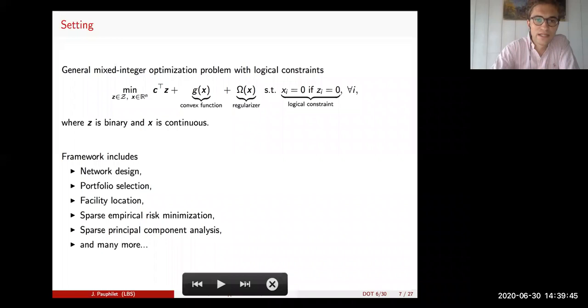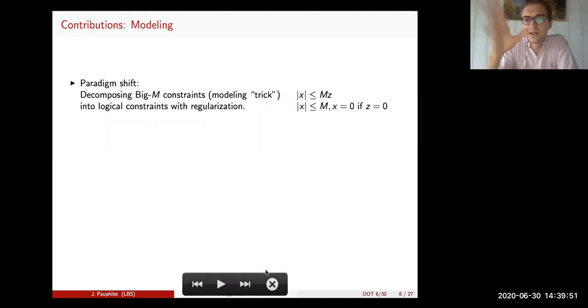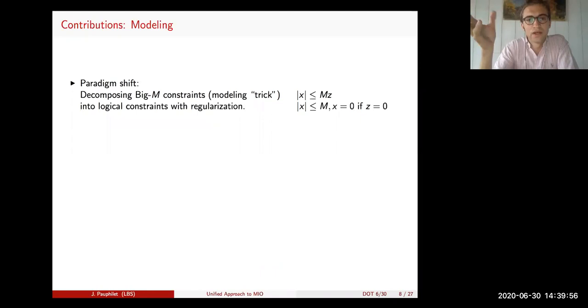For this class of problems, our contributions can be divided into two categories. On the modeling side, the first thing we would like to argue is to decompose the big M constraints, which are by default in those problems: absolute value of X less than M times Z. We decompose them into two elements. One element is a hard constraint on X, absolute value of X less than M. The other element is the logical constraint, X equals zero if Z equals zero. The first part, the bound on X, is what I'm going to call the regularizer.